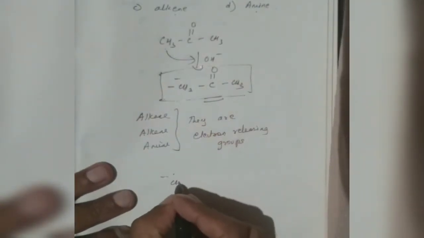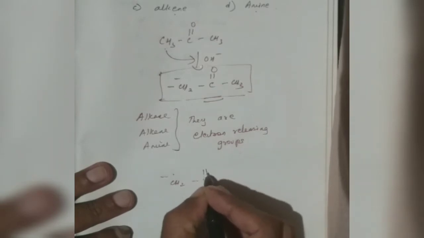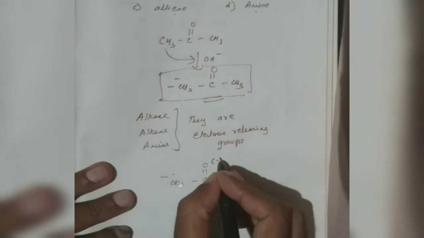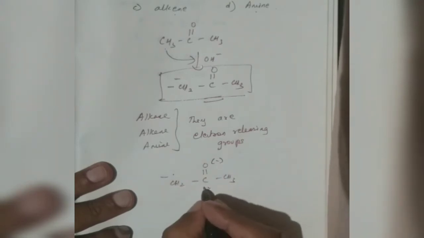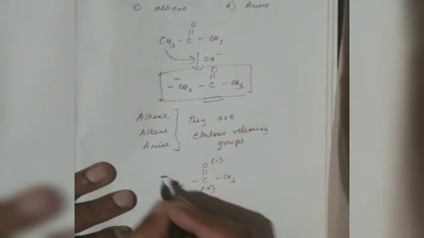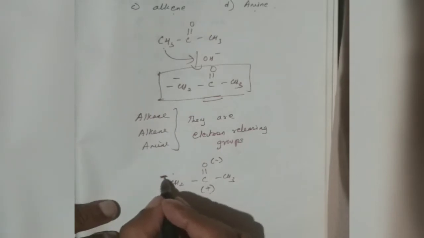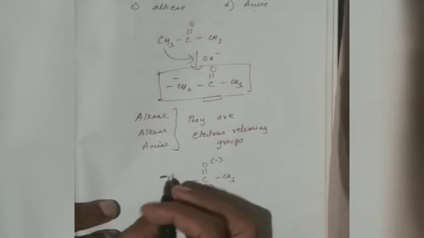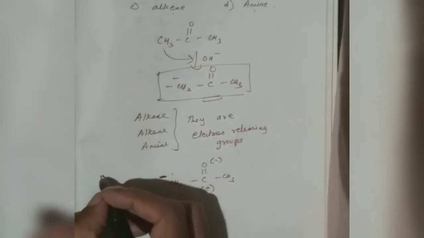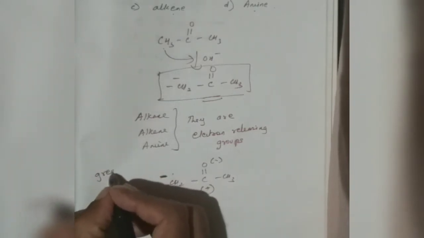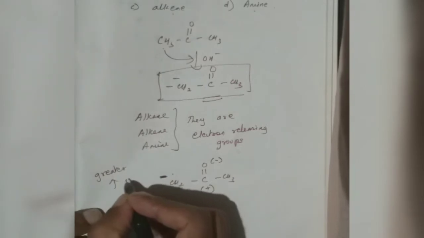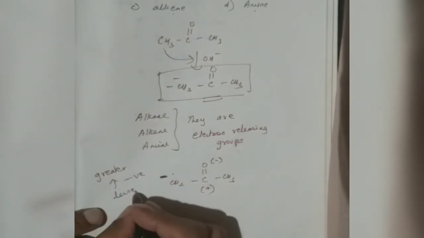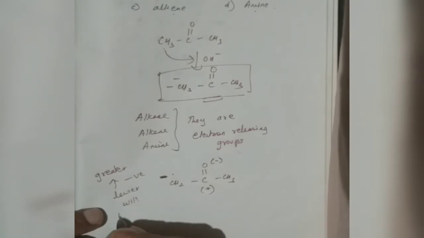Written CH2 minus, the C double bond O, CH3. Here oxygen is electronegative, so minus, carbon is positive. So what happens is, any compound, like here you can see the entire species, it is like a carbonyl, so it has got negative charge. So greater the charge, either negative or positive charge, lesser will be the stability.